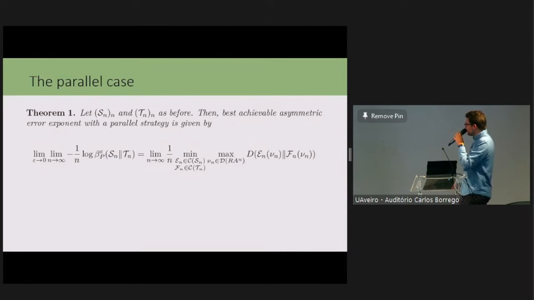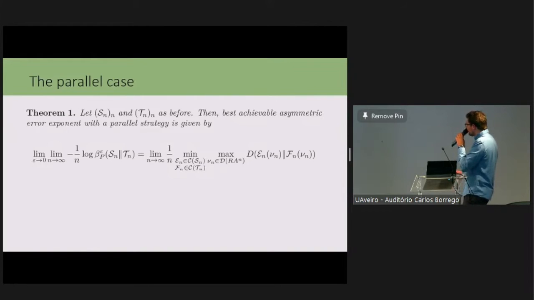So maybe one more time, what was the expression on the left-hand side? We look at this asymmetric error, so the best possible type 2 error, given that the type 1 error is at most epsilon, optimized over all parallel strategies, so over all input states and all measurements. And then I look at the logarithm and divide by n, so I look at the exponential decay rate. I take the limit n to infinity to look at the asymptotic limit, and I take the limit epsilon to 0 to only look at the limits where the type 1 error also goes to 0. And this happens to be equal to this expression, which involves relative entropy. That's nice, that's usually what we want.